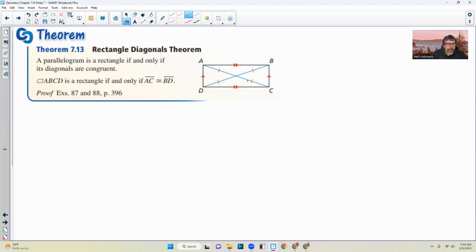So if you have two diagonals that are congruent and they bisect each other, then every half of the diagonal is congruent. So in parallelogram ABCD is a rectangle if and only if AC is congruent to BD. Okay, diagonals are congruent. So let's look at a problem that involves that.